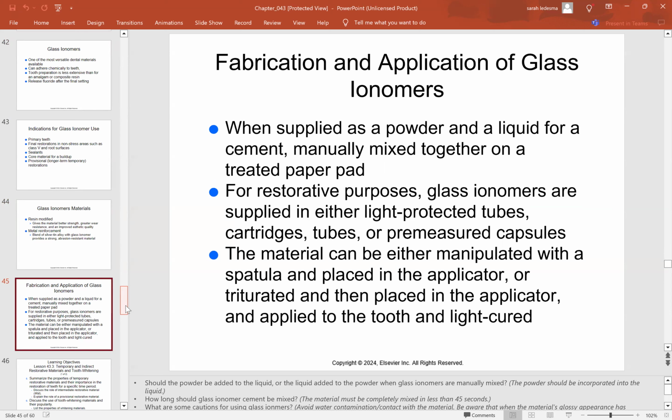When supplied as a powder and liquid for a cement, manually mixed together on treated paper, we may use these for restoration purposes. Glass ionomers are supplied in either light-protected tubes, cartridges, or pre-measured capsules. The material can be either manipulated with a spatula and placed in the applicator, or triturated and then placed in the applicator, applied to the tooth, and light cured.